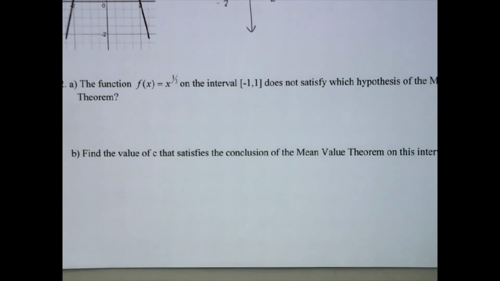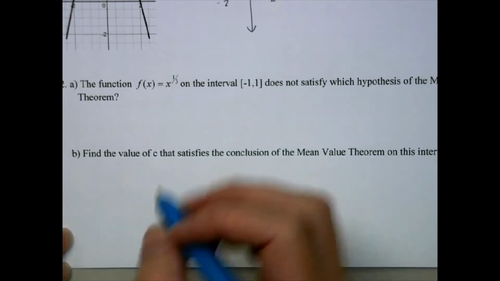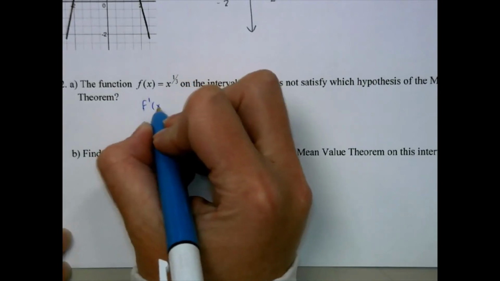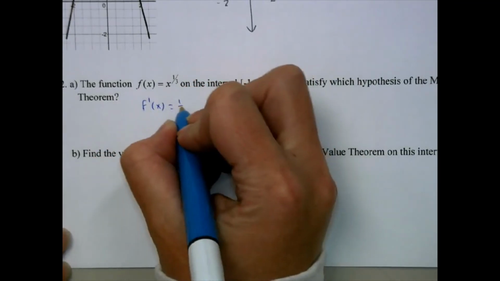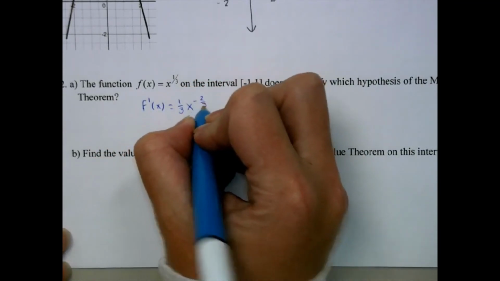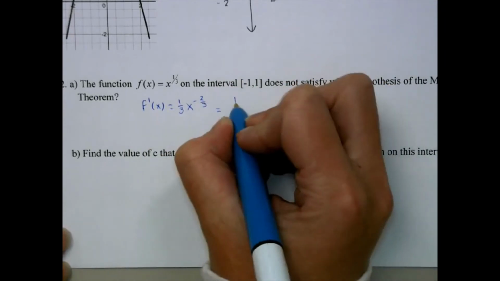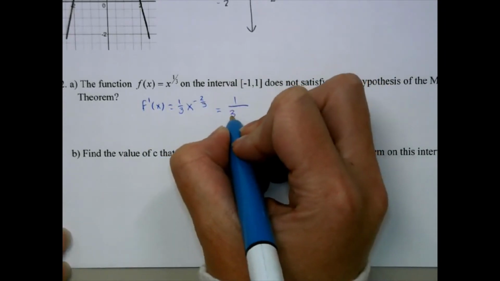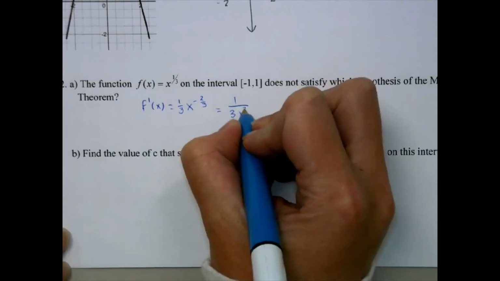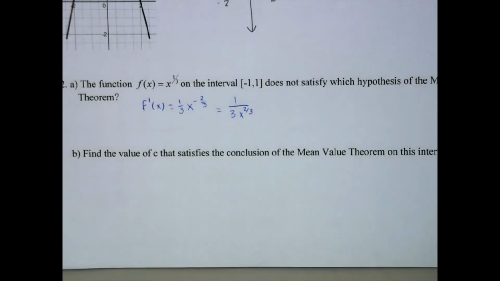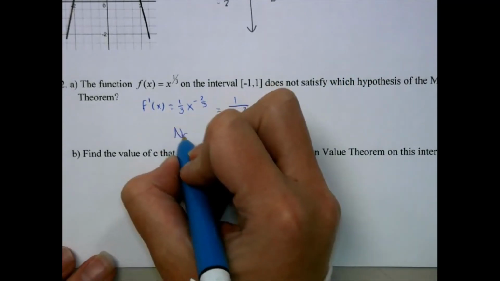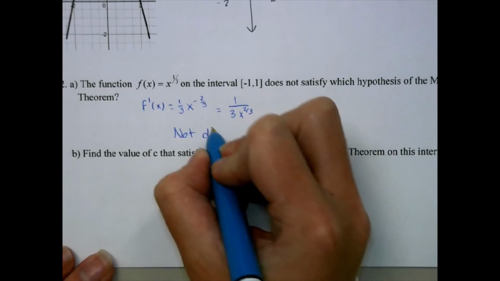Okay, the function f of x equals x to the 1/3 on the interval -1 to 1 does not satisfy the hypothesis of the mean value theorem, because if I took the derivative, this is really 1/3 x to the negative 2/3. So it is not differentiable at 0, which is in the range that we're asked for.